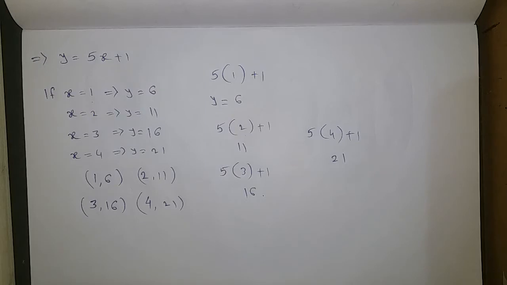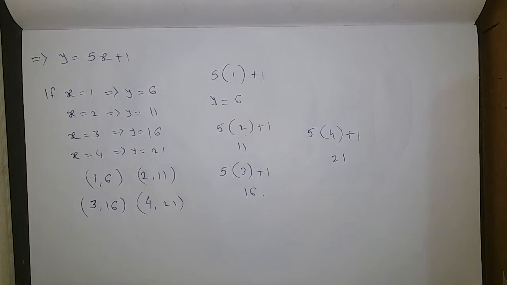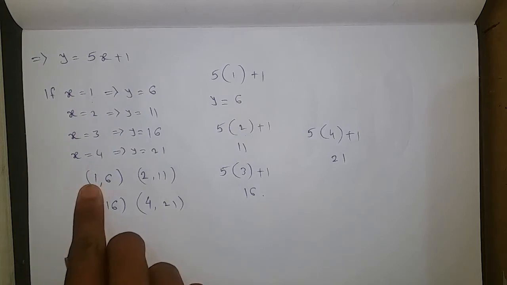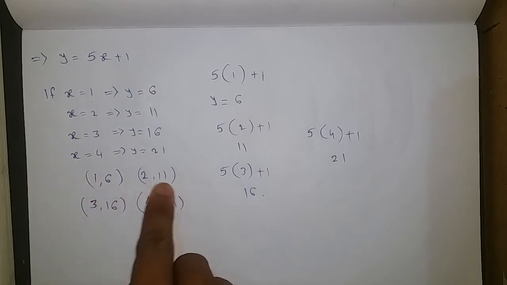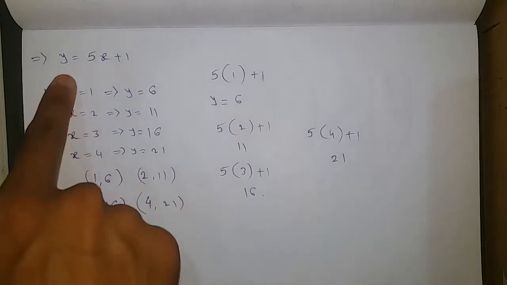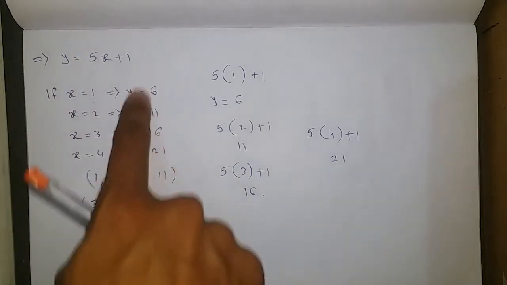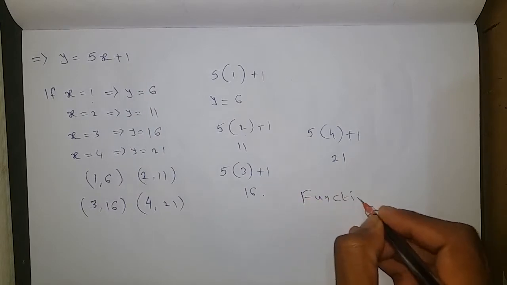Now, we need to check any element, I mean whatever we are substituting in the place of x, does it have two images? For 1, only 6 is there, so one image only. For 2, 11, only one image. For 3, 16, only one image. For 4, 21, only one image. Every element of the first set has only one image. So this is a function.